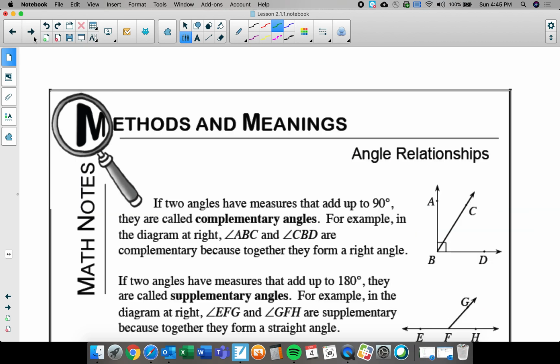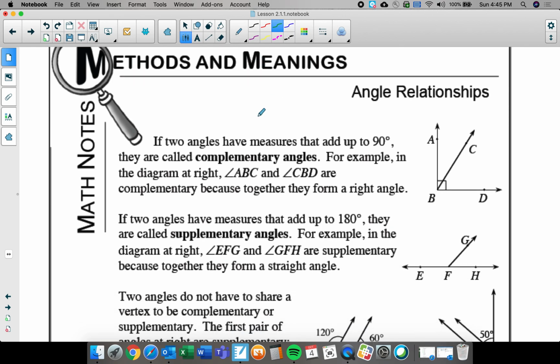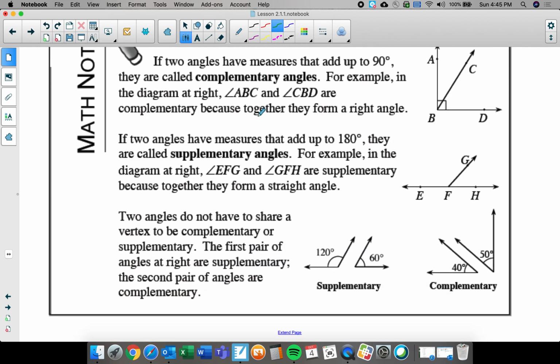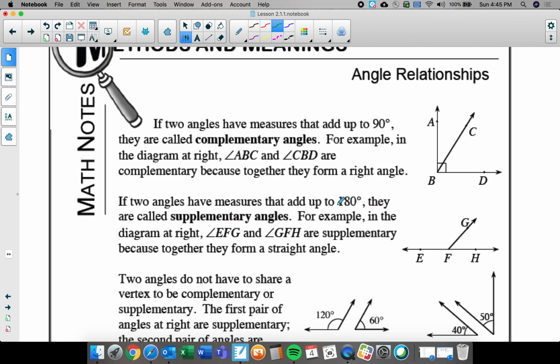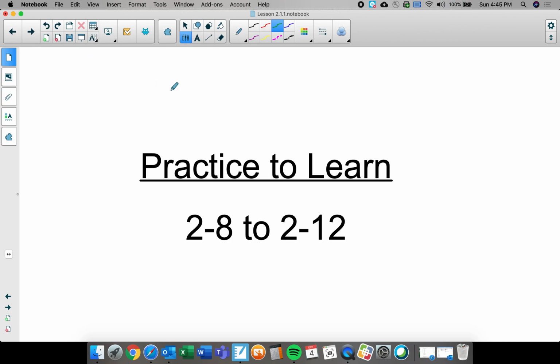Okay, if we take a look back here at our math notes box, this is basically a summary of everything that we talked about. It's a summary of this lesson, so you can take a look at that. Practice to learn for this section is all of them, 2-8 through 2-12.